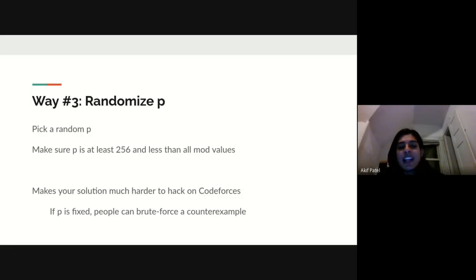The third thing you need to consider is randomizing P. Instead of picking P ahead of time, hard-coded in your code, you can pick a random P at runtime, making sure that it's at least 256 and less than your mod. This makes your solution much harder to hack on Codeforces. You might have seen there's a thing called hacking, where people can try to break your solution by giving a test case that breaks it. Even if an arbitrary hash has a very good probability of working, people can just go and look for a test case that breaks your solution. They can brute force values until your hash breaks. But if your P is random, they can't do that, because they don't know what your P is going to be at runtime. So they can't find a counterexample that breaks it. This is something that's very important for you to do in your actual solutions.